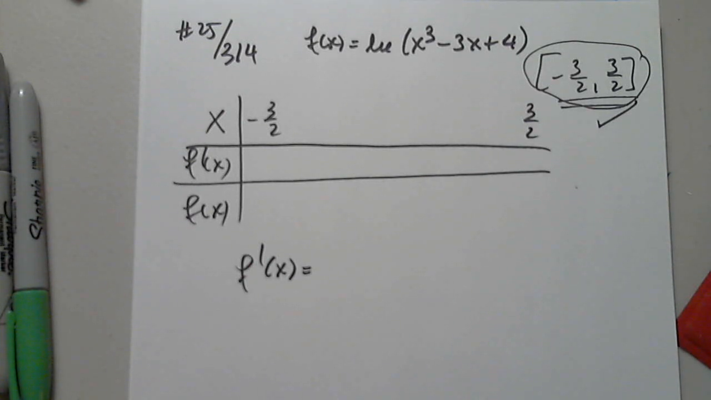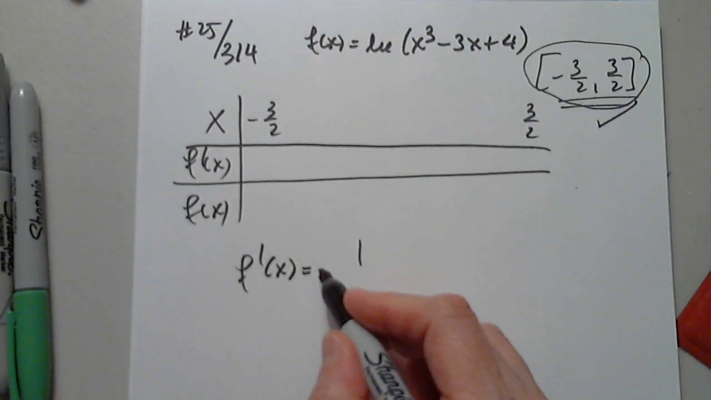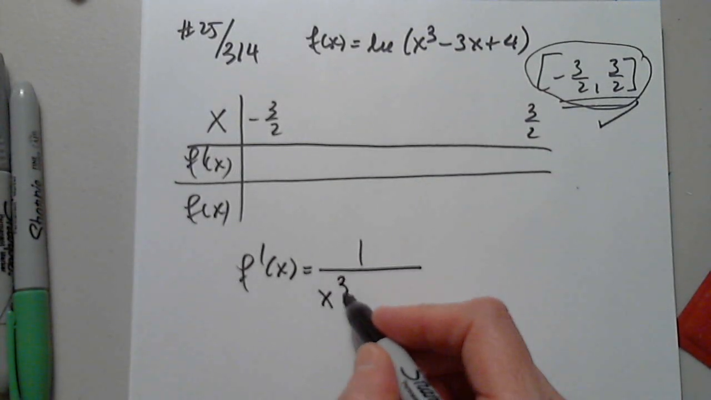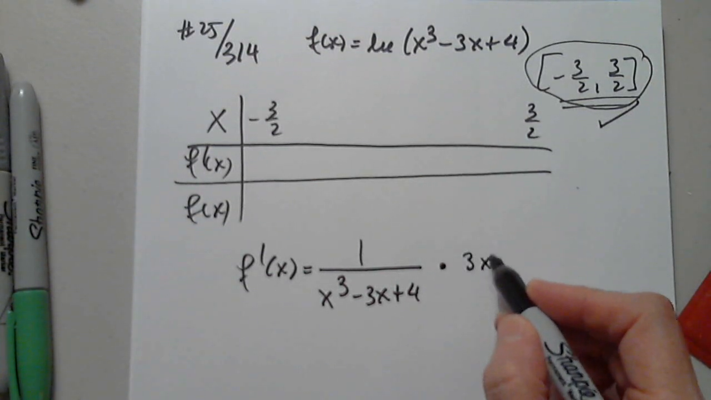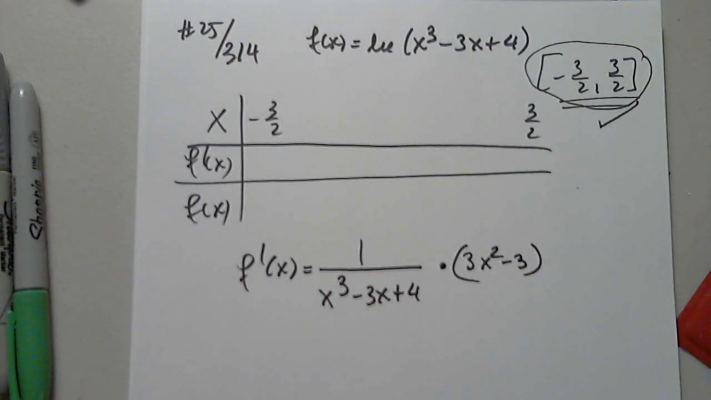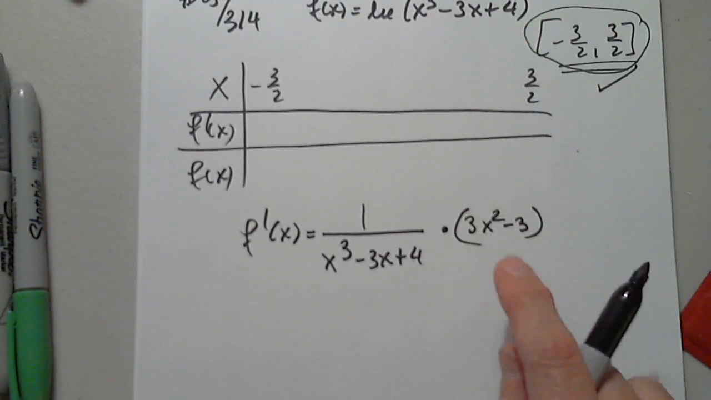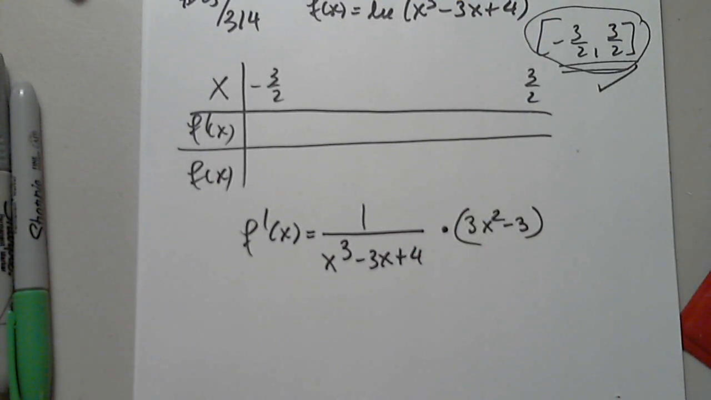Is it 3x minus 3? So it's 1 over the function times the inner function prime. 1 over the function times the inner function prime.